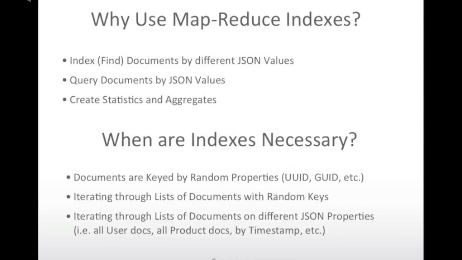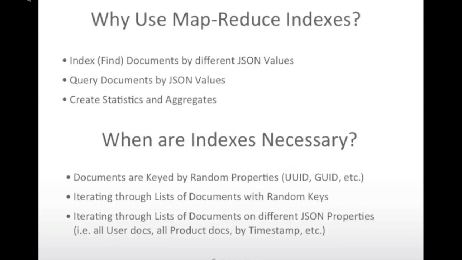So why use MapReduce indexes? First is to find documents by different JSON values. If your keys in your documents are email addresses and someone logs in with their email address, you can find that document easily. But what if you want to find documents by people's zip code? You want to find out all the users that live in 94101. Then you're going to need to create an index of users by their zip code.